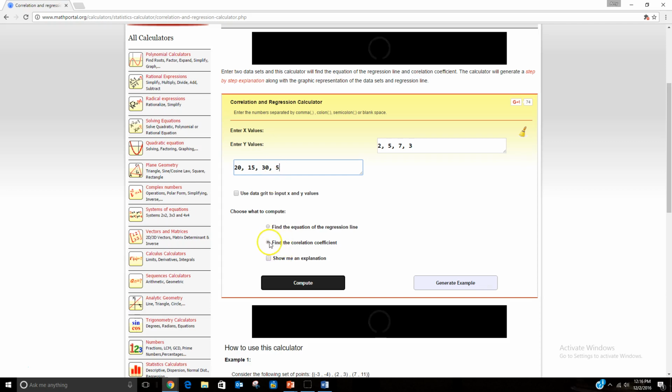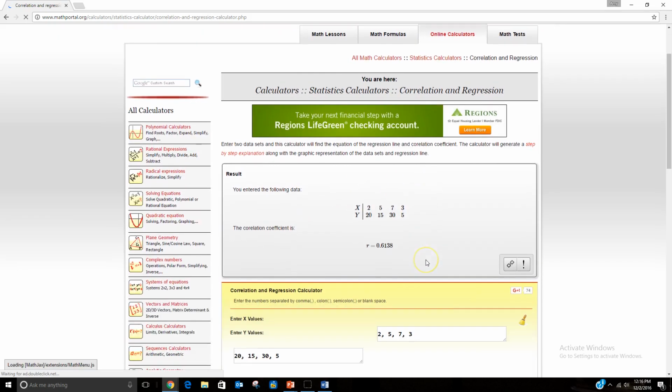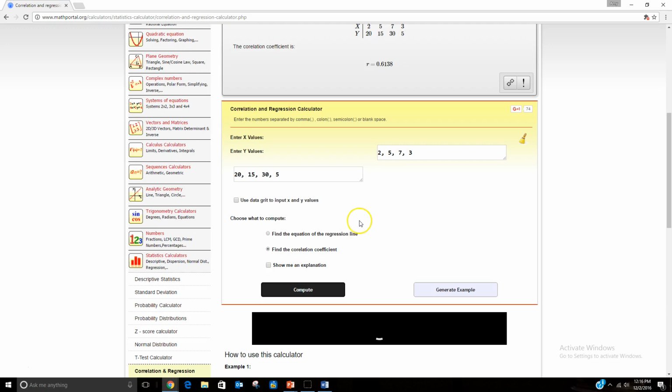Then if I want to find the correlation coefficient, I just hit compute, and it will tell me that my R is 0.6138, which would be a weak positive correlation. It's not very close to 1, so I would say it's fairly weak, but it's positive because it's a positive number.